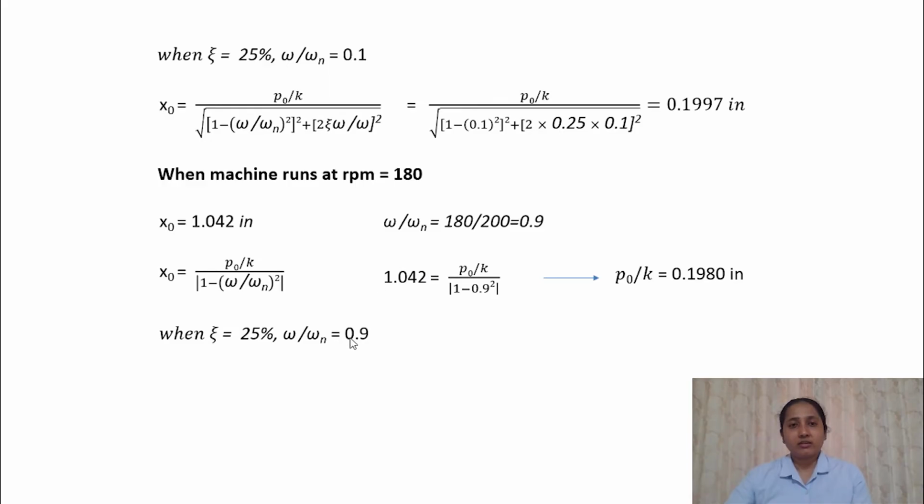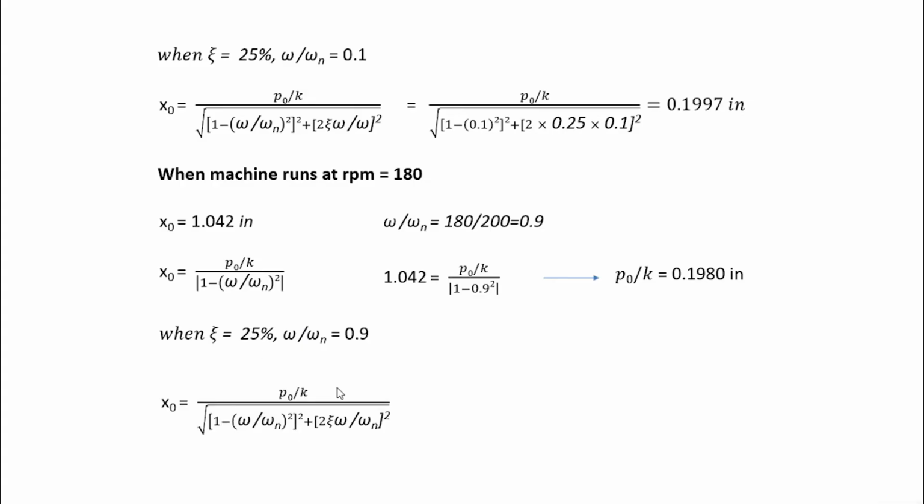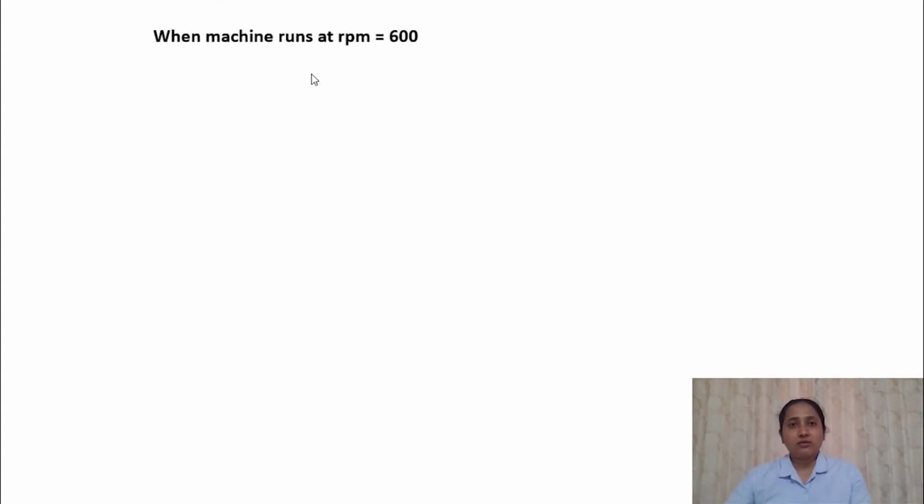So now again, let's find what happens when damping is there in the system. When the springs are replaced by rubber isolators, we can calculate the response amplitude, the displacement amplitude. We can substitute the values as we did earlier, and that comes out to be 0.4053 inches.